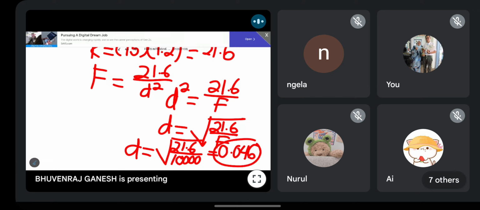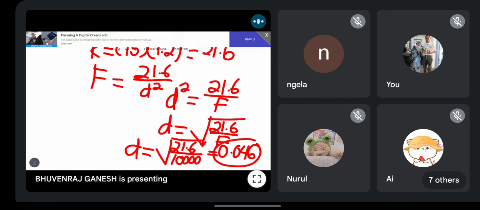Where got cm? This answer. Jawapan ni saya maksudkan. Yes, is in meter. So 0.046 is actually in meter. So you must convert to centimeter. You will get 4.6 centimeter. Understand guys? Tricky or not this question?